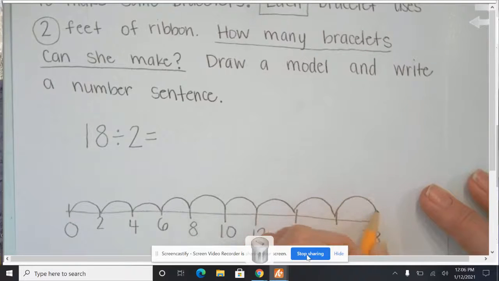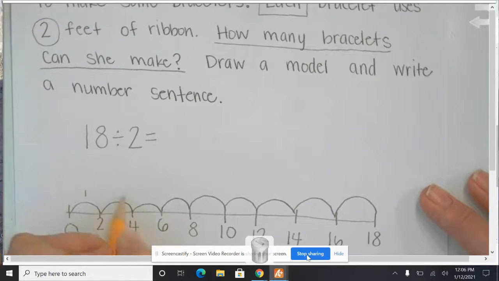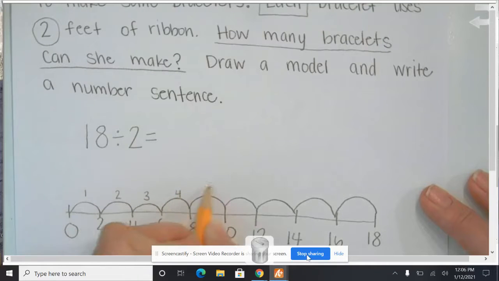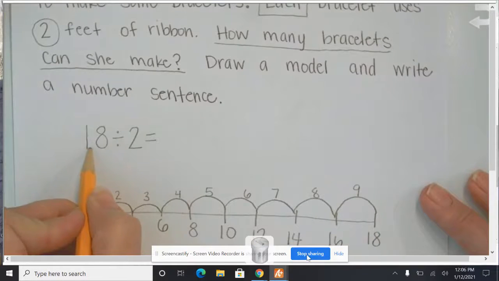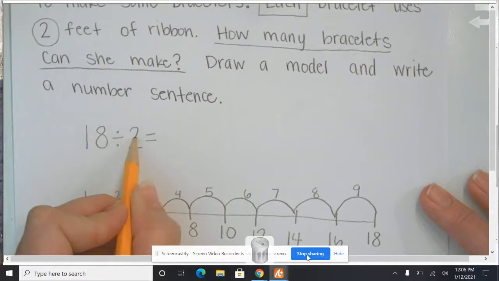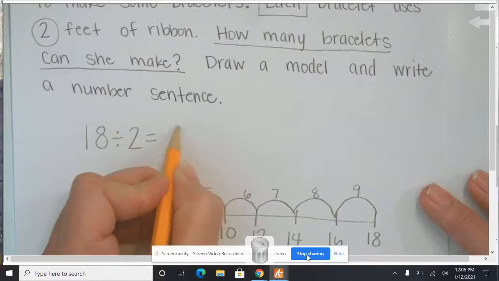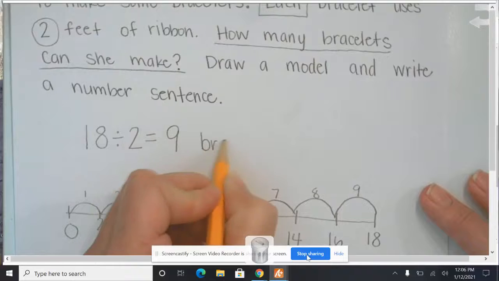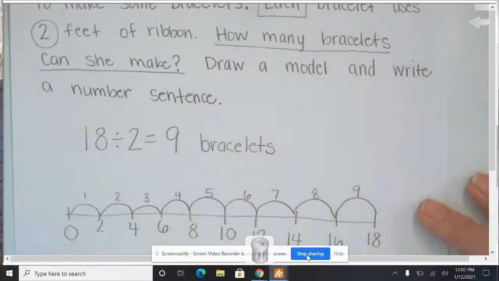16, 18. So I have jumped by 2, my 2 feet, and now I can count my jumps to see how many bracelets she can make. 1, 2, 3, 4, 5, 6, 7, 8, 9. She can make 9 bracelets, and I know that 18 feet of ribbon divided into 2 feet each equals 9 bracelets. Alrighty.